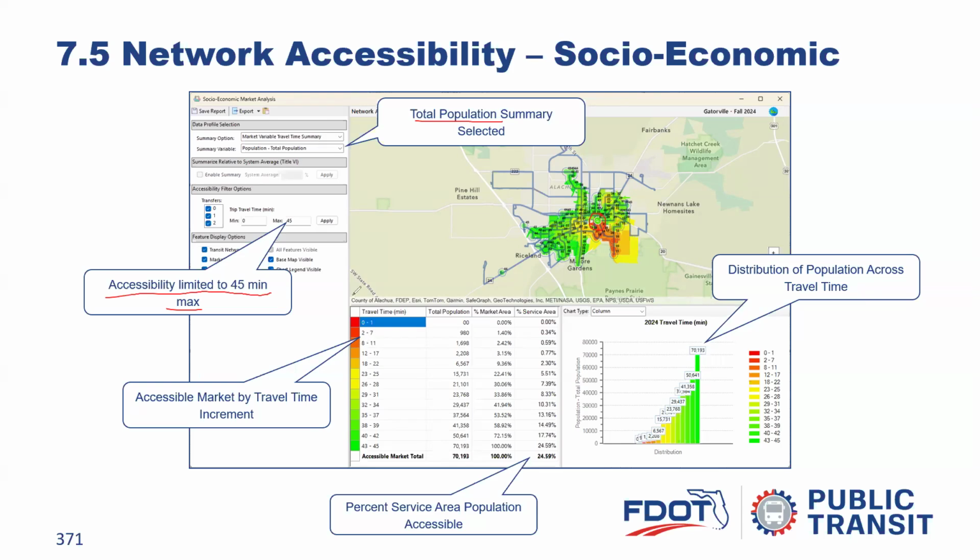So in the travel time summary here, it's showing you in increments of travel time, 0 to 1 minutes, 2 to 7, 8 to 11, all the way up to 45. Here is the total population, the cumulative population total at each interval. So in total, you can get to 70,000 people. And if you're comparing that with the service area, that's 24.59% of the service area accessible within 45 minutes from the Rosa Parks station.